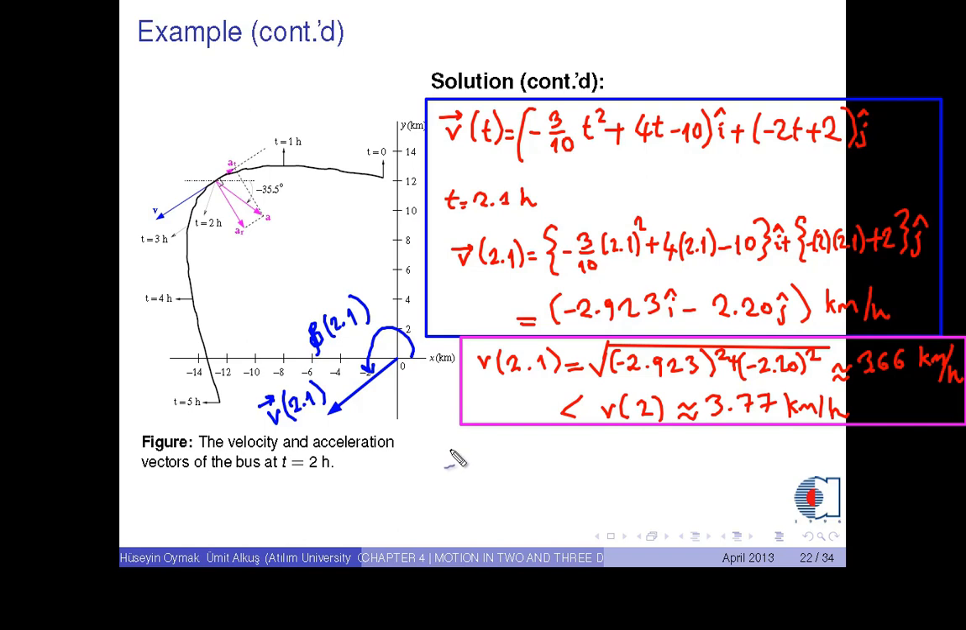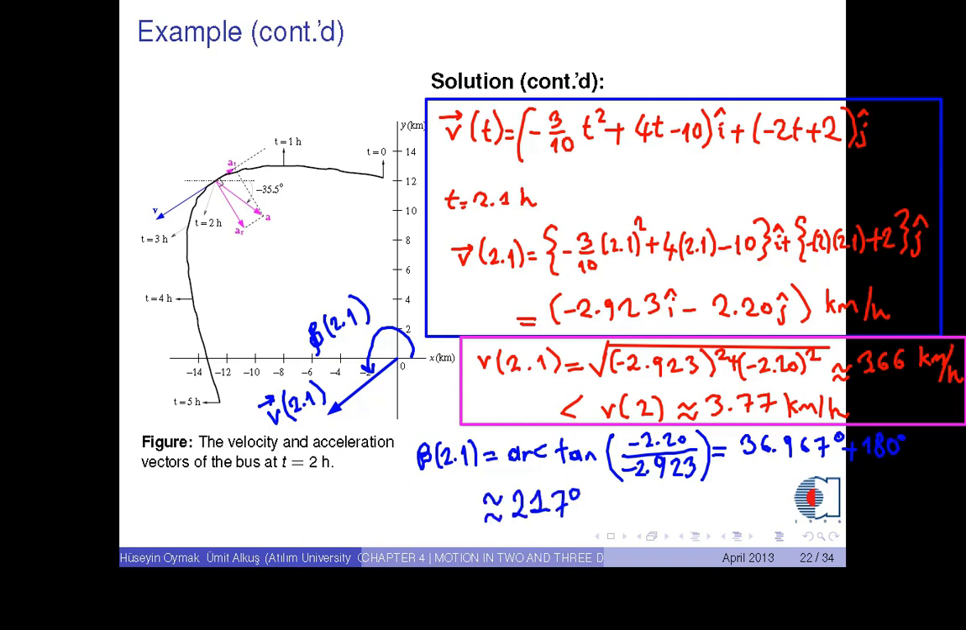As for the angle v(2.1) makes with the positive x direction, we have beta(2.1) = arctangent of -2.20 over -2.923, which is equal to 36.967 degrees plus 180 degrees, which is approximately 217 degrees, which is significantly larger than beta of v(2), that is 212 degrees, indicating that the bus has turned downward by approximately 5 degrees.